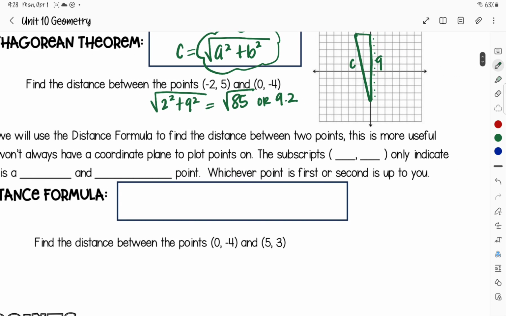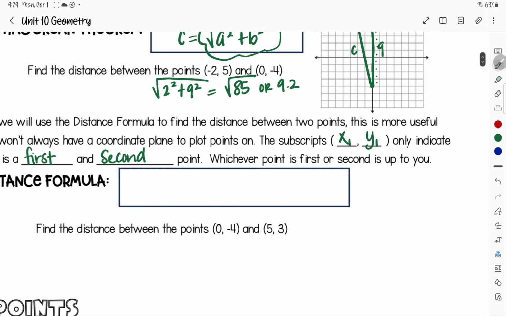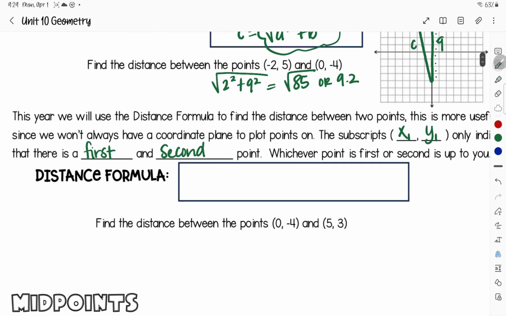So the subscripts like this, x1, y1, those little subscripts only indicate that there is a first and a second point. Okay, so we're going to have 2 points. One of them is going to be x1, y1. The other one's going to be x2, y2. So whichever point is first or second is completely up to you.